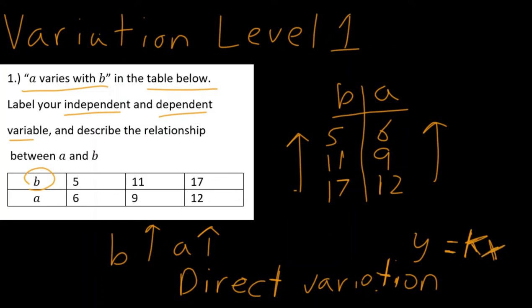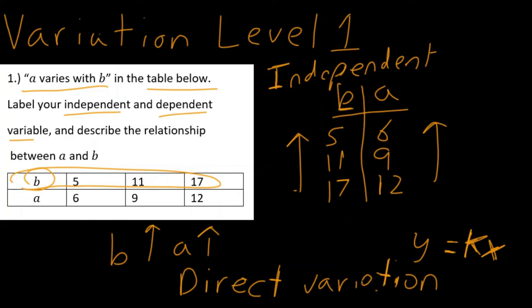Now, the very last thing that I want to do here is talk about how you label these things. Well, when we have this very top line there, we know that these will always be our inputs, or what we call our independent variables. Independent. Okay, so B are going to be our independent variables, and right here, A, those are going to be our dependent variables. Dependent.